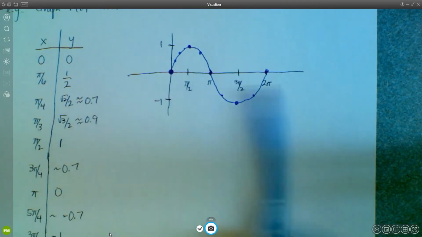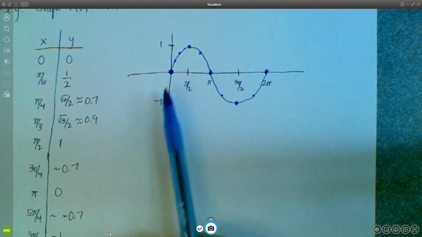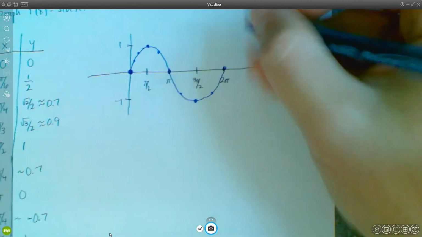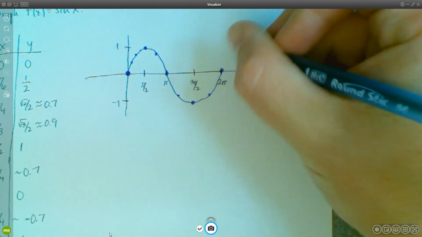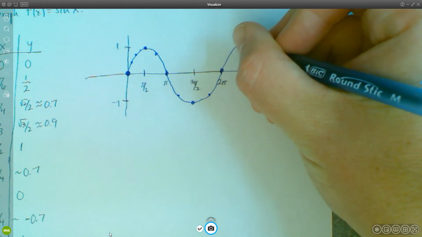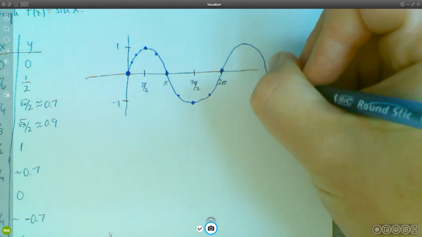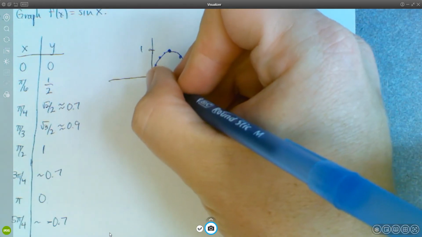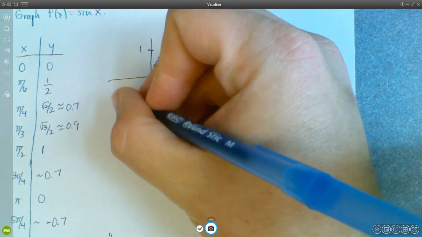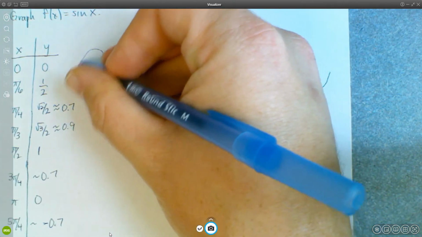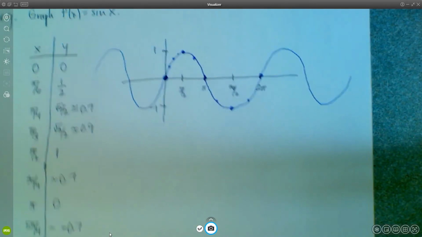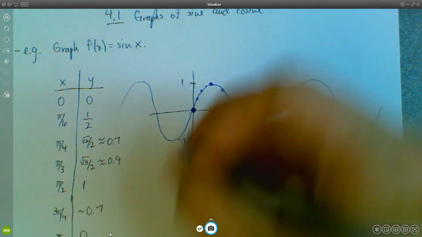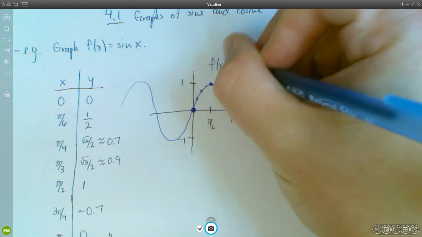Now this is just if we graph between 0 and 2 pi. But of course, we could plug in values bigger than 2 pi. What's going to happen is that this thing is just going to repeat, right? Because it's a periodic function, it's going to repeat over and over again, and the same thing's going to happen in the other direction. It's going to repeat, right? And so that's the picture that you're going to get for the sine function. So that's what the graph of f of x equals sine x looks like.